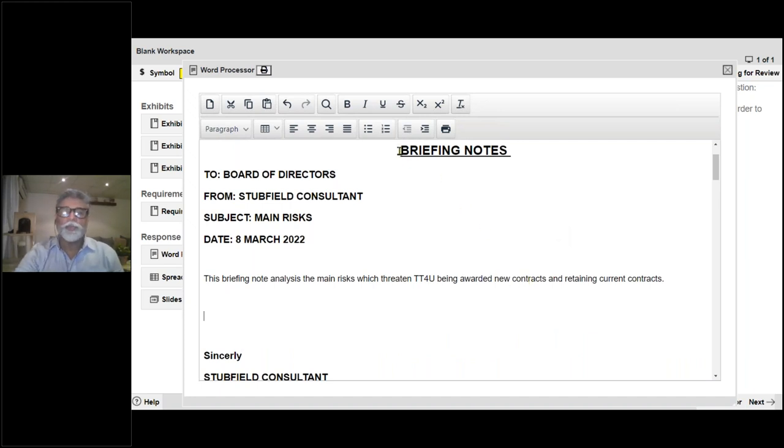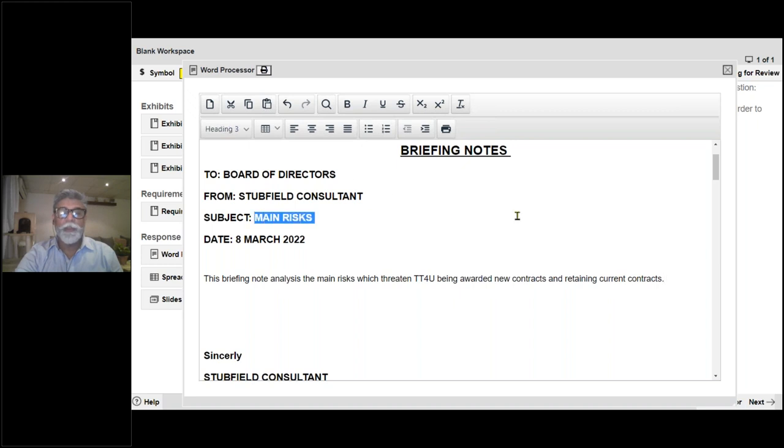This one should be bold, big, center, underline, bigger than the rest. This one should be to the board of directors from Stubfield Consultant. Subject main risks, date 8 March. This briefing note analyzes the main risks, and so on. You need to self-check, okay? You have to match with this. 80%, 90%, it should match.